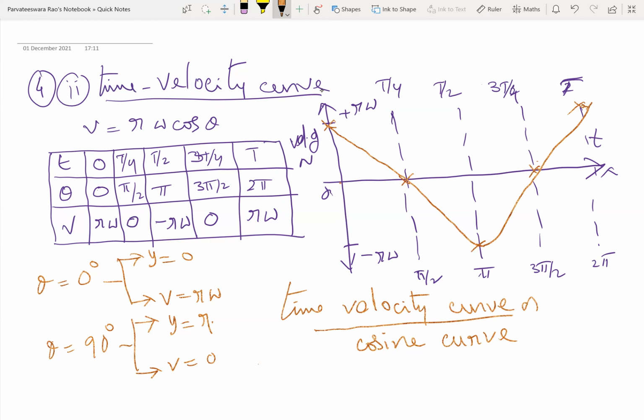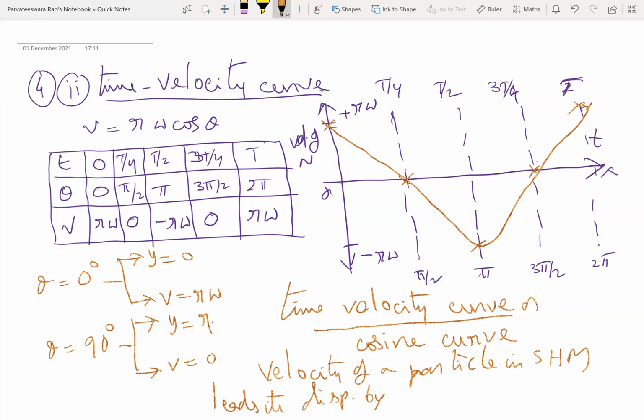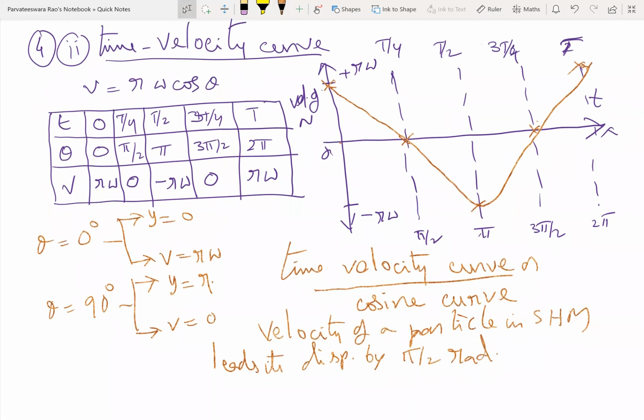So velocity of a particle in SHM leads its displacement by pi by 2 radians.